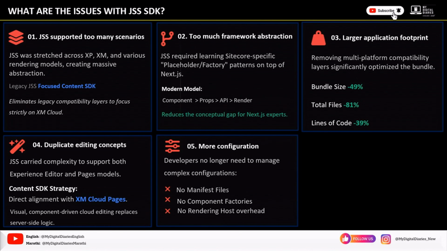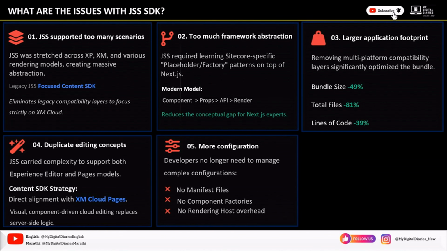Content SDK removes much of this overhead. There are no manifest files, no component factories, no rendering host management. Developers can simply create components, connect to Sitecore APIs, and start building. Less configuration means faster project setup, easier onboarding, and better developer productivity.